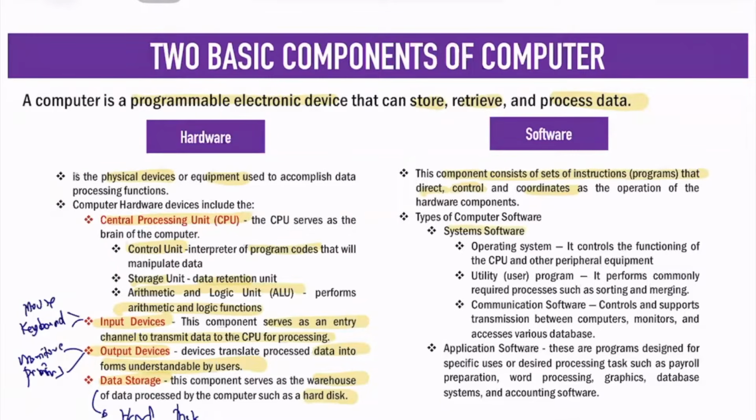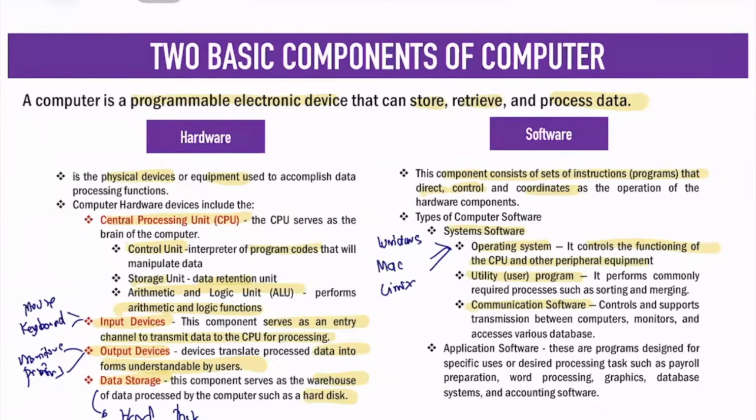Your system software is composed of the following: your operating system, your OS, your user system or user program, utility program, and then your communication software. The operating system controls the functioning of the CPU and other peripheral equipment. Normally, you know this OS as either Windows, we also have Mac, we have Linux. I don't know if Linux is still applicable up to this date.